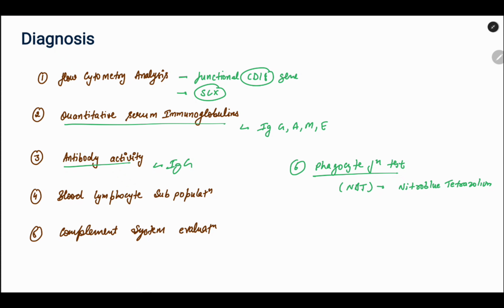And the last one we can do is the lymphocyte stimulation assay. So out of all these tests, the flow cytometric analysis is the definitive test. So this was all about the diagnosis part. Now let's discuss the treatment part.